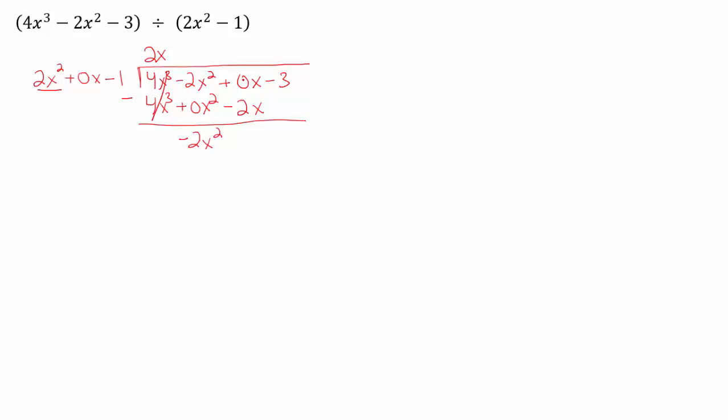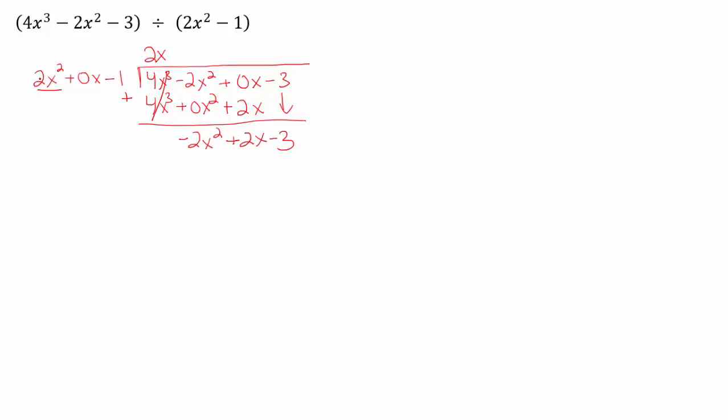But be careful on this one, because this is actually 0 minus negative 2, and when you have this double negative, remember we could do plus plus. That's going to give me the positive 2x. I then need to bring down my negative 3. Then I'll do the process again.